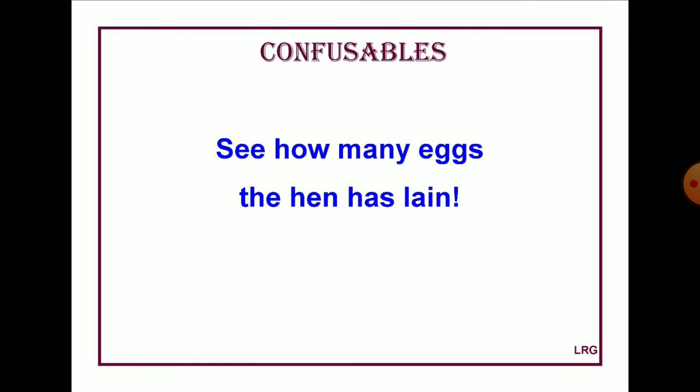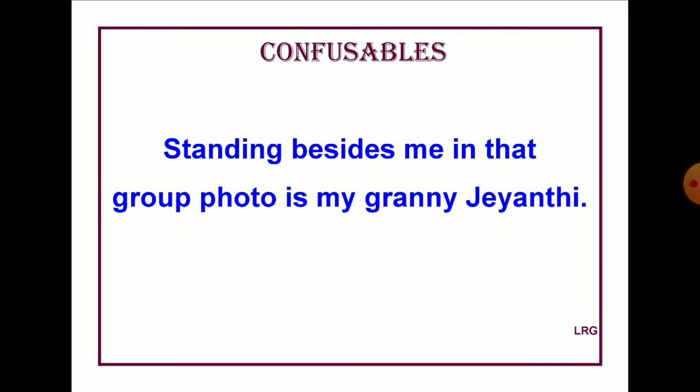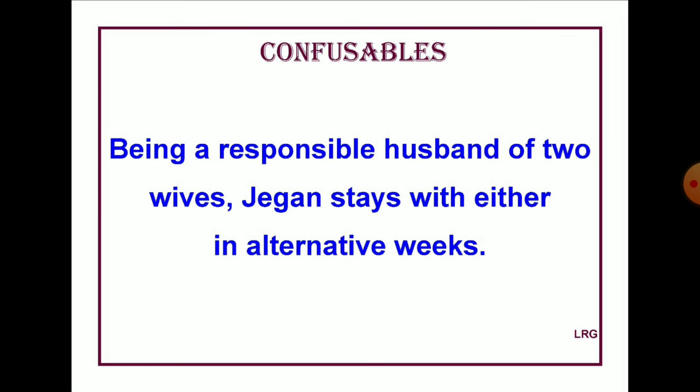Now, the following sentences are for your exercise in using the confusables correctly. See how many eggs the hen has laid. Standing beside me in that group photo is my granny, Jayanti. Being a responsible husband of two wives, Jagan stays with either wife in alternative weeks.